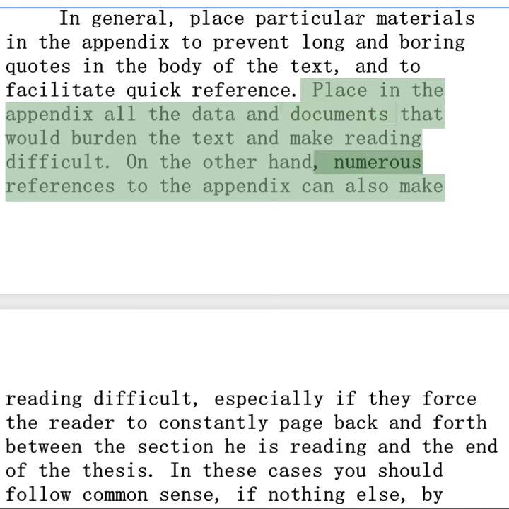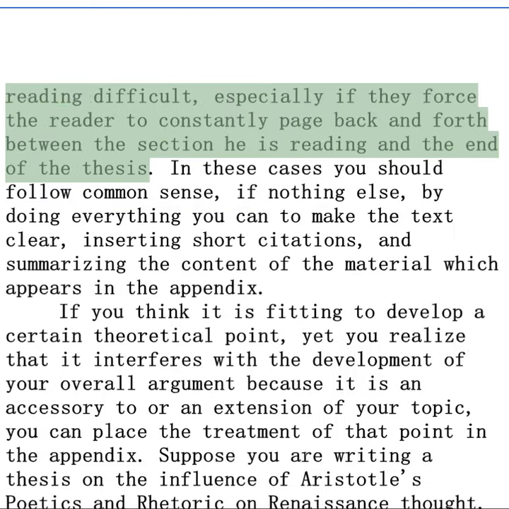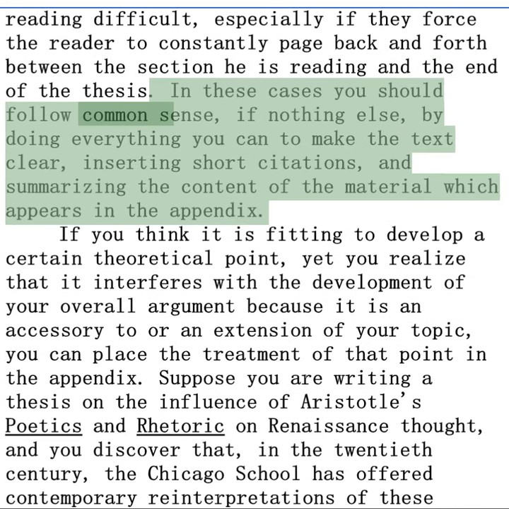On the other hand, numerous references to the appendix can also make reading difficult, especially if they force the reader to constantly page back and forth between the section he is reading and the end of the thesis. In these cases, you should follow common sense, if nothing else, by doing everything you can to make the text clear, inserting short citations, and summarizing the content of the material which appears in the appendix.